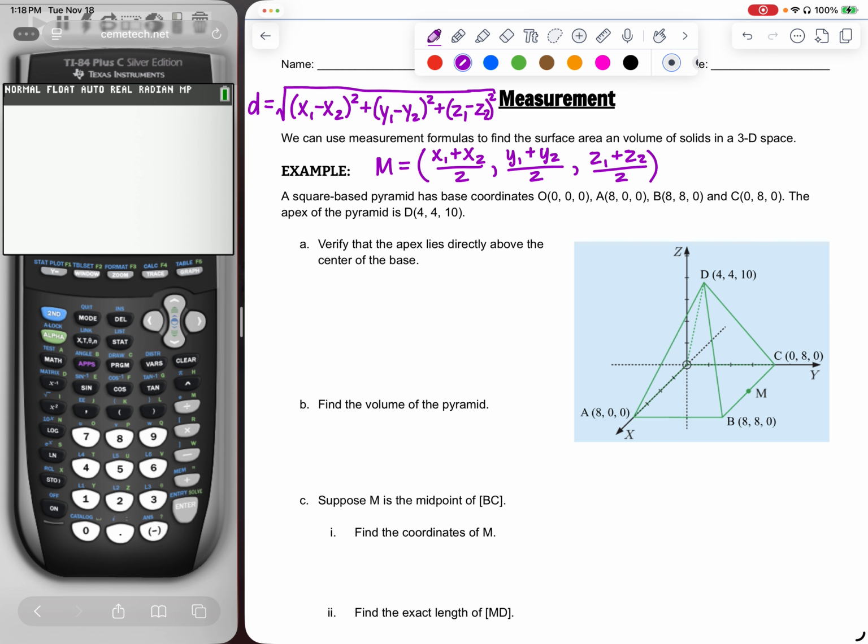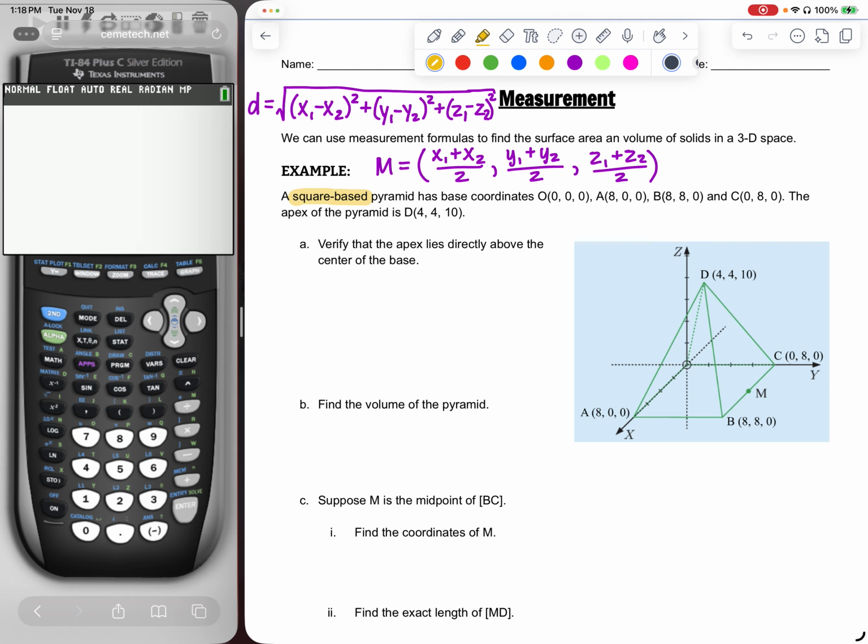So if we look at our example here, it says a square base pyramid. So they're letting you know that you have a square on your base. A square base pyramid has coordinate O, which is located at 0, 0, 0, coordinate A, which is located at 8, 0, 0, coordinate B, which is at 8, 8, 0, coordinate C, which is at 0, 8, 0, and the apex, aka the top of the pyramid, is D, which is located at 4, 4, 10. It says, verify that the apex lies directly above the center of the base.